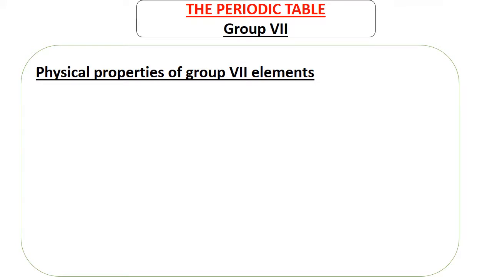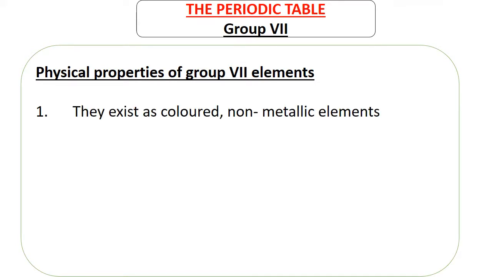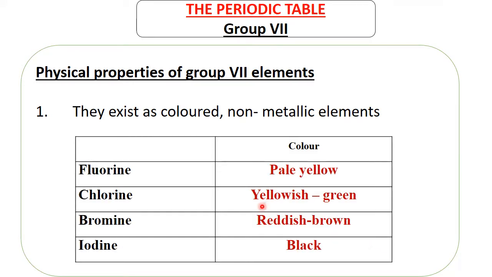So here are some physical properties of group 7 elements. They exist as colored non-metallic elements, so they have colors. The easiest way to remember this is chlorine. If you have ever seen chlorine, it has a certain color. So here are the colors. The first one is fluorine, which is pale yellow. Then we have chlorine, which is yellowish green. Then we have bromine, which is reddish brown, and we have iodine, which is black.